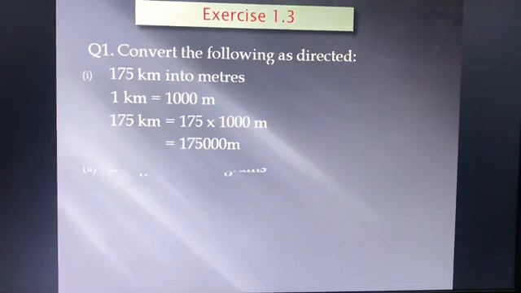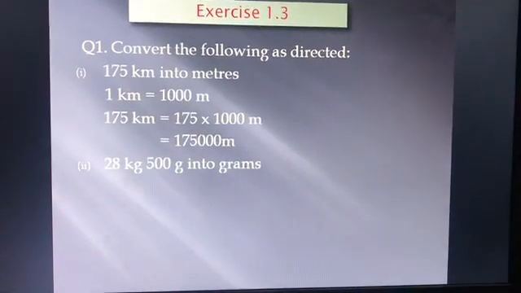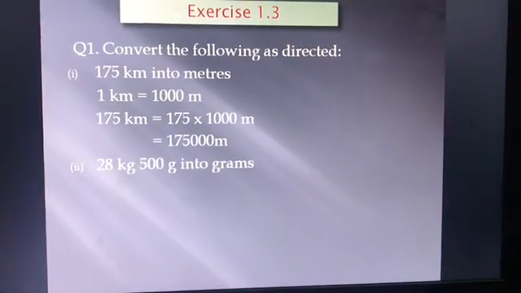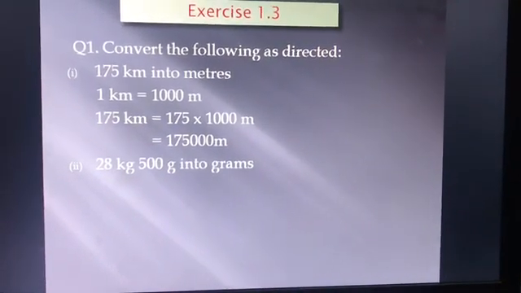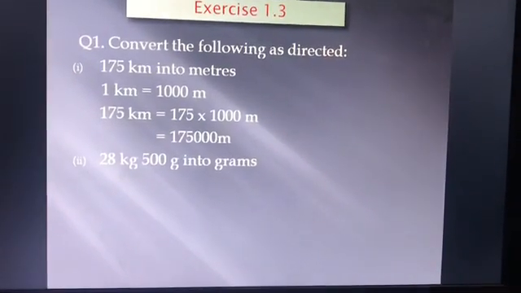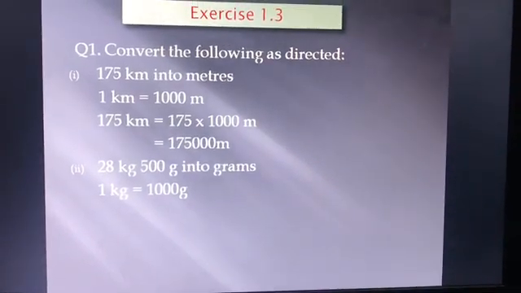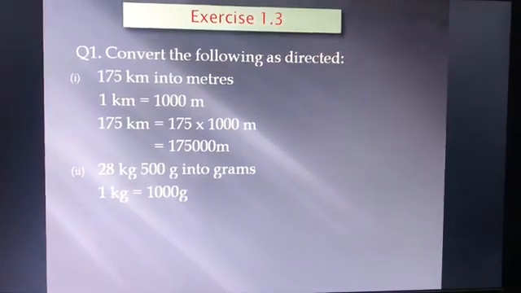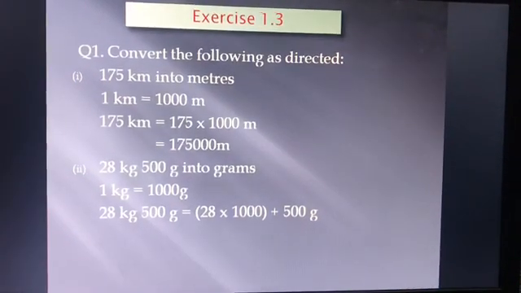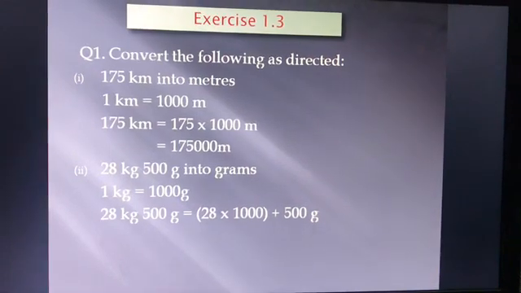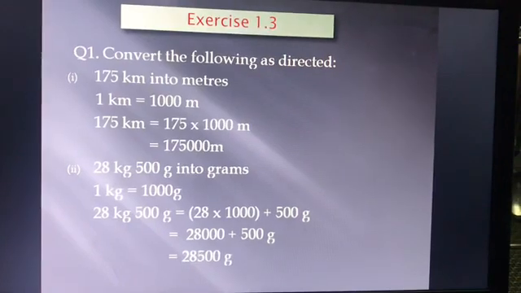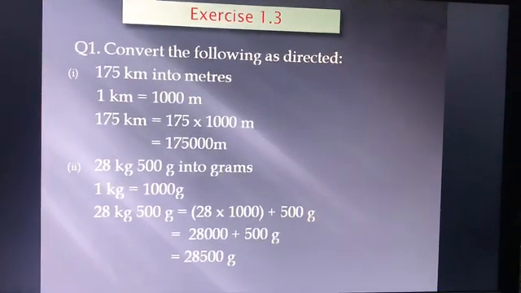175,000 meters. Second part, 28 kg 500 grams into grams. In this, the question comprises of kg as well as gram, but we need to convert only kilogram to grams. Grams we have not to touch. So 1 kg is equal to 1000 gram. It means we have to multiply 28 kg with 1000. So it becomes 28 into 1000 plus 500 grams which are already in the question. So it becomes 28,000 plus 500 grams and the answer is 28,500 grams.